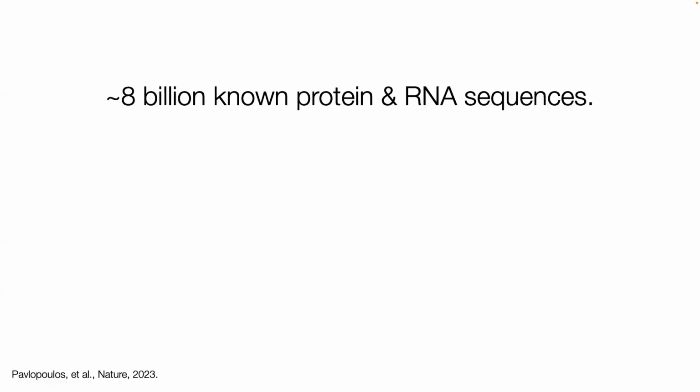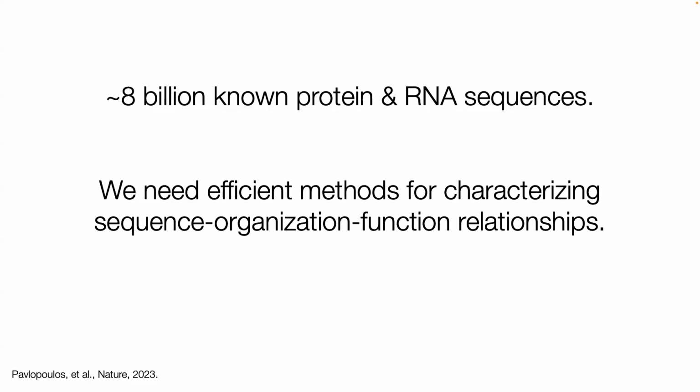Recent estimates suggest there are about 8 billion protein and RNA sequences that exist in nature that are distinct from each other that we know about right now. And so I think we'd love to understand what all of those sequences do and how they do it. But if we're going to get to that scale, we're going to need really efficient methods for characterizing sequence, organization, function relationships.